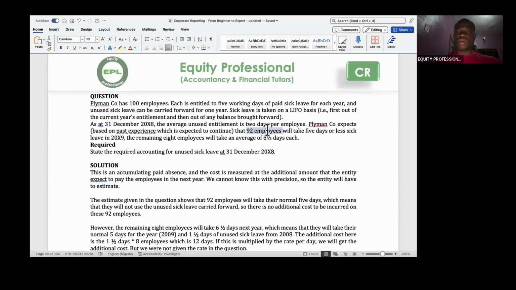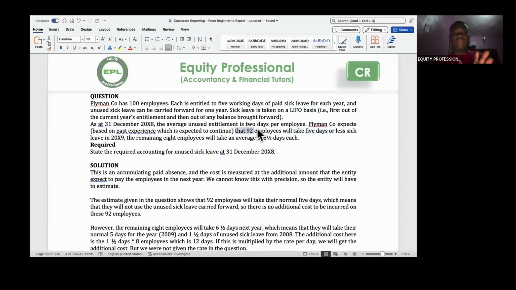The question tells us that 92 employees will take 5 days or less, which means that next year, in 2009, 92 employees will only take their 5 days for 2009. Remember that they give them 5 days every year, and their basis is LIFO. They must take the current year's days before they take the ones brought forward. So now they are saying that 92 employees will not take the 2 days they are carrying forward. They will only take their normal 5 days.